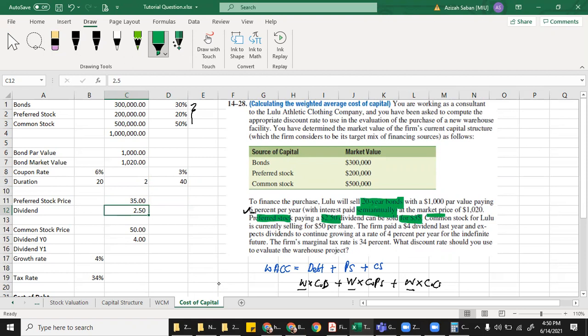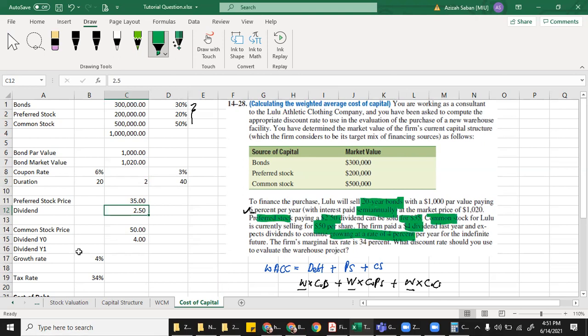While the common stock, next, is $50 per share selling price, and the dividend is $4 last year, which means it's a dividend at time 0, which we cannot change. But you have to remember that when we calculate the cost of capital for common shares, we are going to use the value of D1. But here, it is given D0. And we are also given a growth rate of 4%.